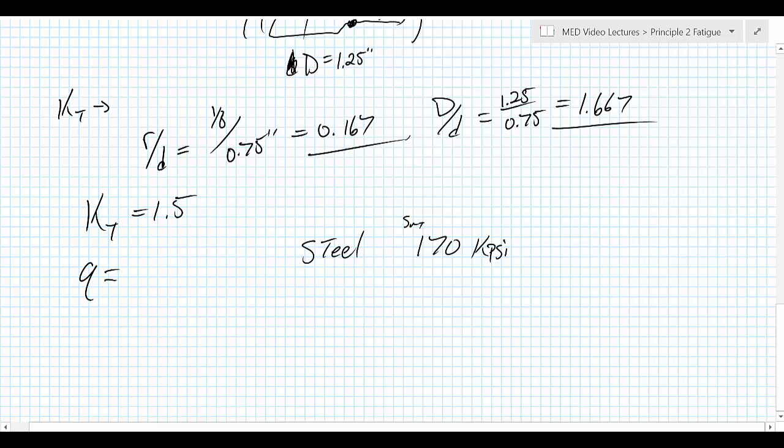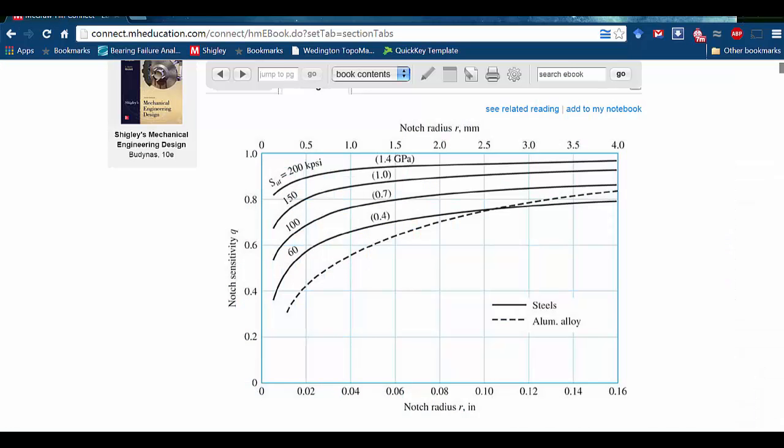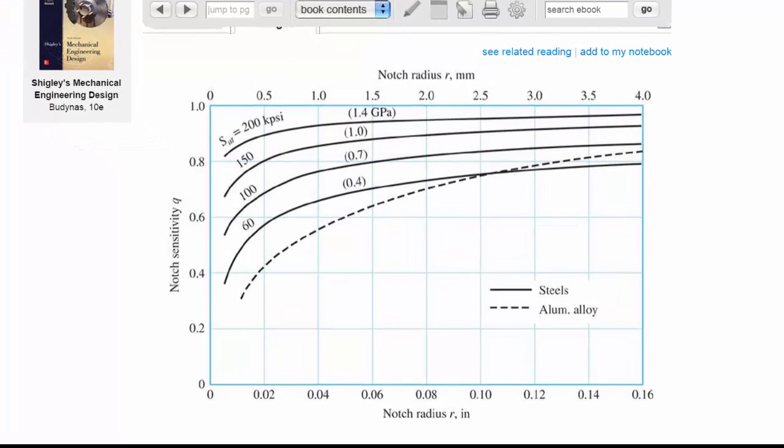So now we can look at our notch sensitivity figures. So in order to find Q, we're going to need to look at the tables, or the figures. And in Chapter 6 of the Shigley book, there are figures 6-20 and 6-21 for normal and shear, respectively. So here's what the notch sensitivity equation looks like for normal stress. And you can see we have steels and aluminum alloys. So our steel was about 170, again, not on the line, but we're pretty close to the 150. So we can follow along that way.